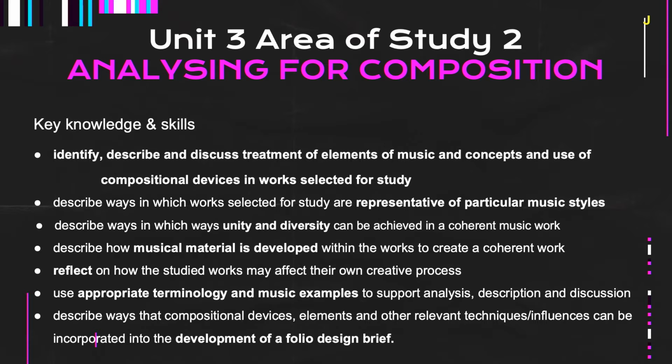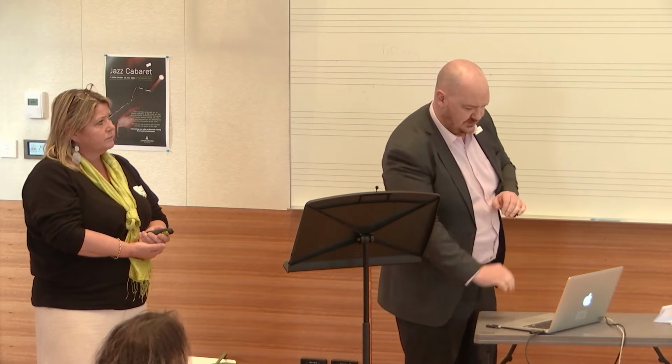Identify, describe, discuss treatments of elements, music concepts, compositional devices. Describe ways in which works are selected and representative of particular music styles. That's always a fun one. Describe ways in which unity and diversity can be achieved in a coherent music work. Describe music materials developed. Reflect on the studied works and how they might use that in their own creative processes. Appropriate terminology, musical examples, analysis, and development of a folio design brief.